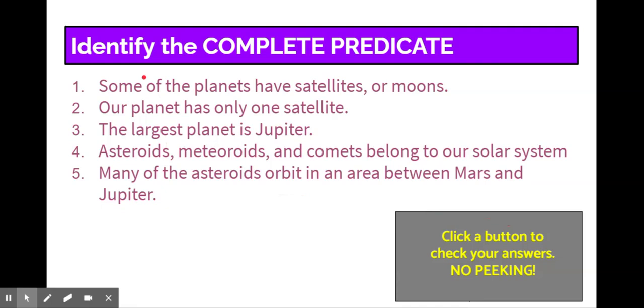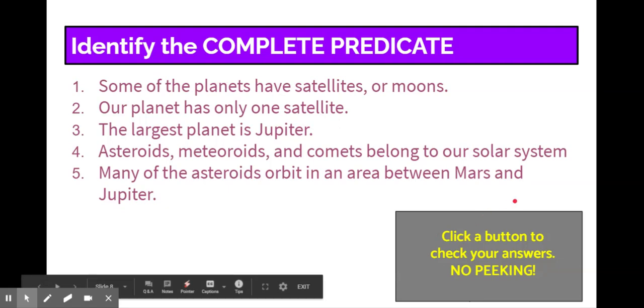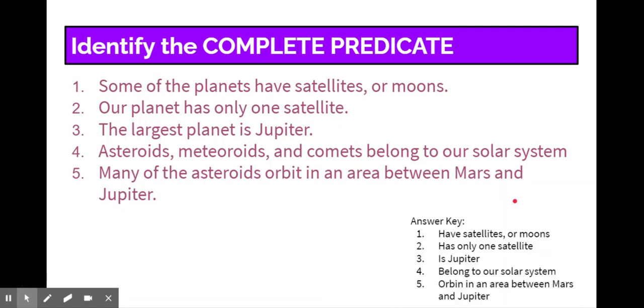There we go. So identifying the complete predicate. Number 1, right here, I want you to pause this video and identify the complete predicate. And pause. Did you pause your video? If you didn't, you should do that right now. Okay, I'm taking your word for it that you paused and you wrote these in your notes. Let's review what the answers are here.